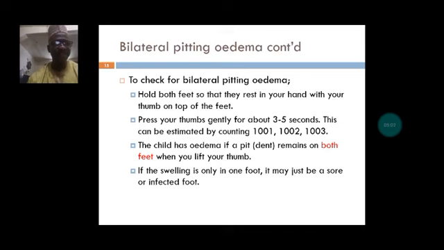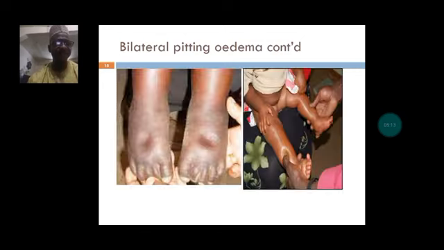Let us check for bilateral edema. You press your thumb and you check if there is a pitting. The moment there is pitting, then that child can be said to have an edema. As it has been shown pictorially, you can see the pitting in both legs. That shows that this patient is malnourished and he has severe acute malnutrition.